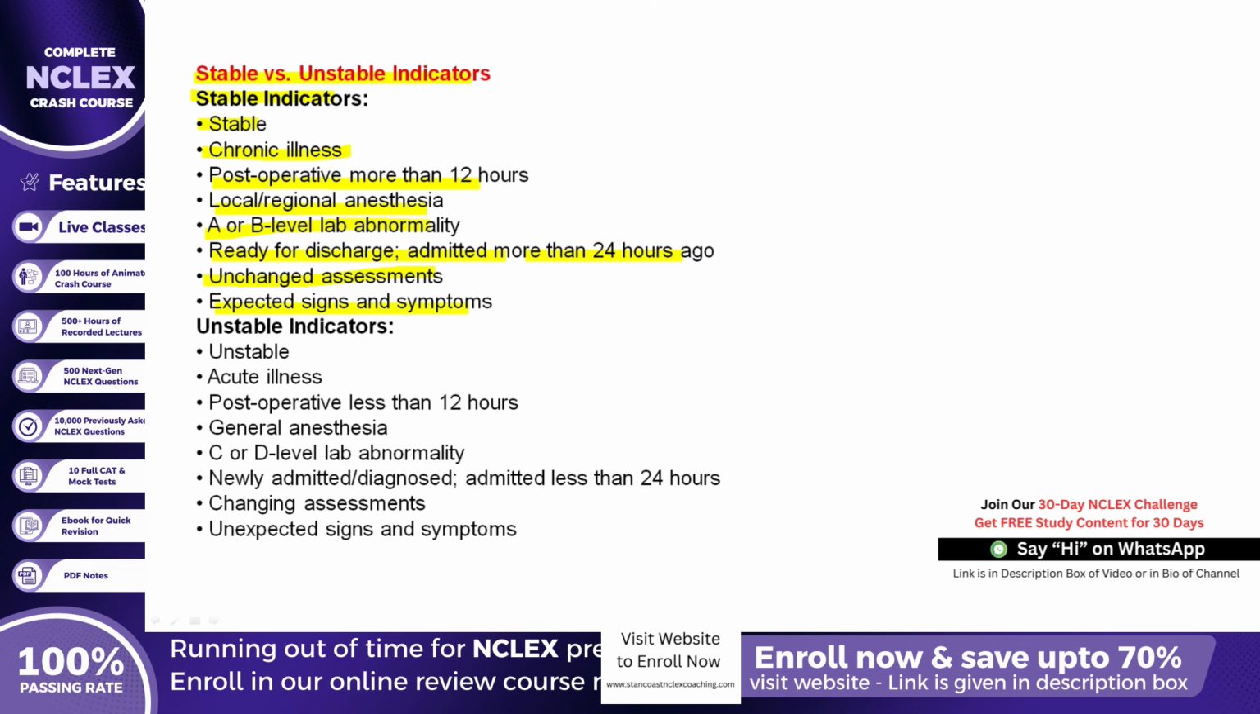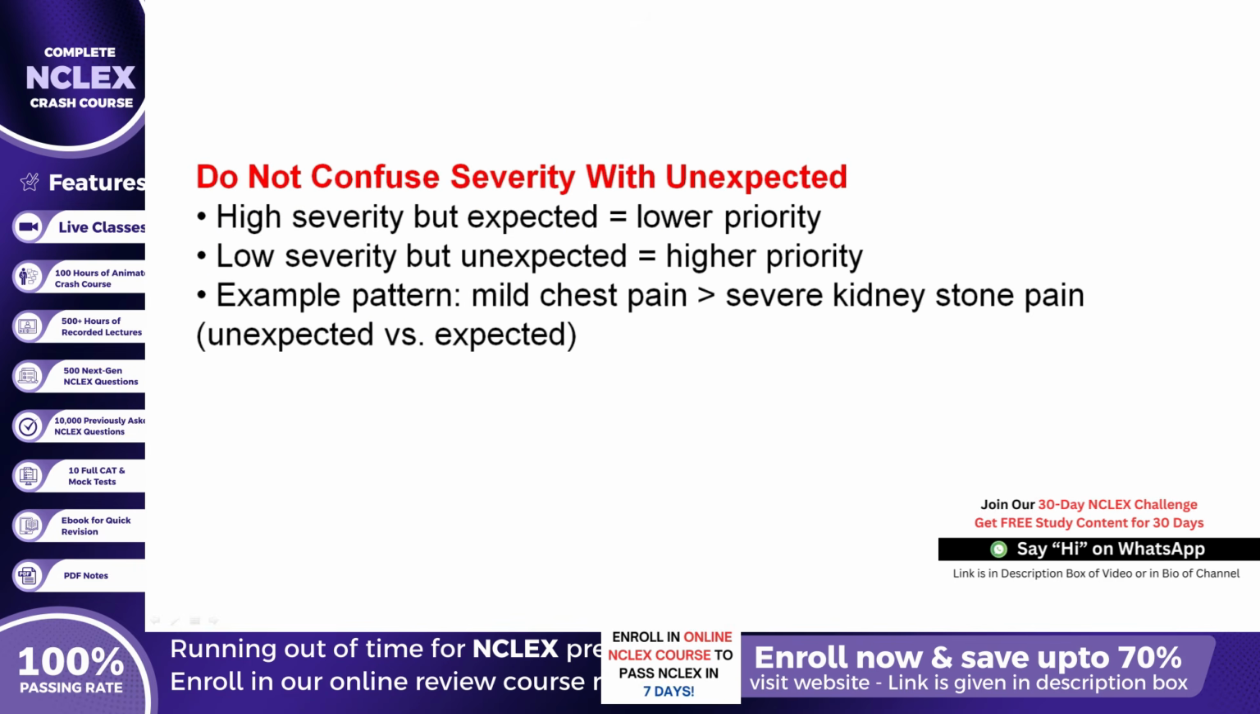On the other hand, unstable indicators include when the client is unstable, has an acute illness, is less than 12 hours post-operative, or has received general anesthesia. An unstable client may also have C or D level laboratory abnormalities, be newly admitted or newly diagnosed, or have been admitted less than 24 hours ago, and their condition usually shows changing assessments and unexpected signs and symptoms.